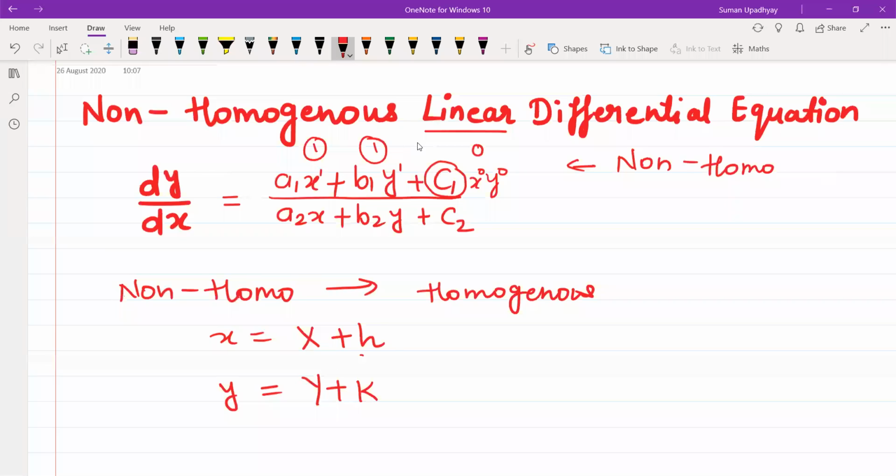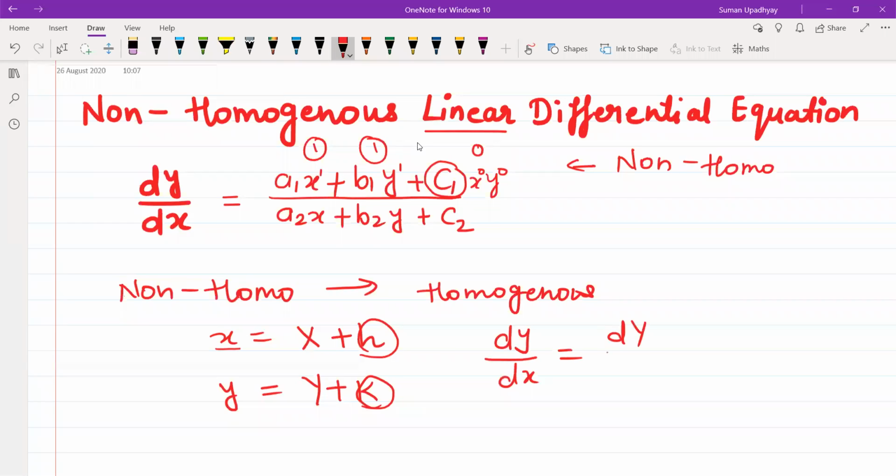Now some student will ask me, what is the value of h and k? That is not going to be any random value for h and k. That is going to be a specific, particular value, and we will be finding it later on in this problem. But as of now, you just remember how to convert non-homogeneous into homogeneous by taking the substitution: small x you are going to replace by capital X plus h, and small y you are going to replace by capital Y plus k.